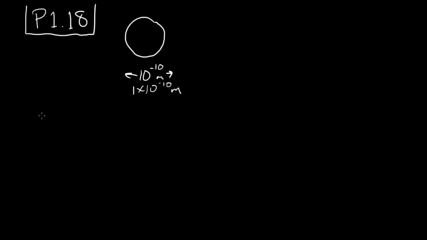So let's do part A. Okay, so we want 1 times 10 to the minus 10 meters, and we need to convert that to inches. Unit conversion is all about multiplying by 1. So let's just multiply by a special 1. That will get me to something that I know.